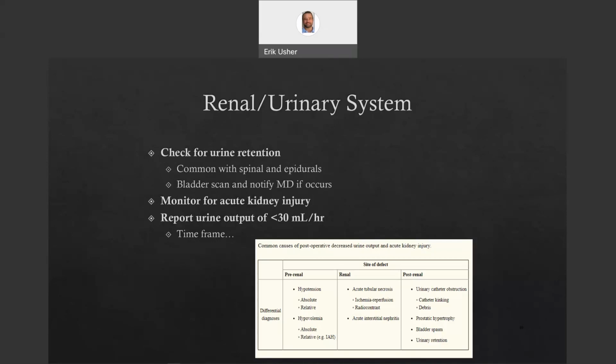Intrarenal or intrinsic is acute tubular necrosis. It's something that's happening inside the kidney. Maybe they got way too much of that contrast dye that's going through their kidney and it's really destroying the nephrons in there. And then post-renal, that's anything that's after the kidney.